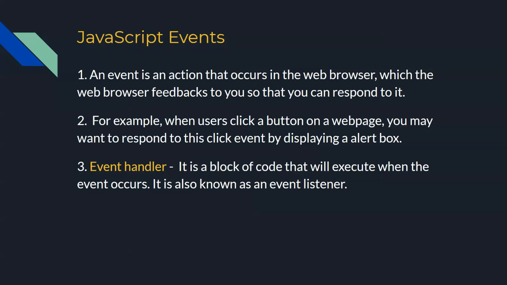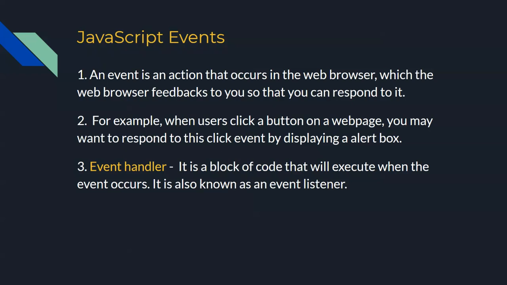And an event is an action that occur in the web browser, which the web browser feedbacks to you so that you can respond to it. For example, when a user click a button on a web page, you may want to respond to that click event by displaying an alert box. So event is some action that you are taking on your website, like when you on an e-commerce website you click on add to cart, some action is happening that the particular item that you want to buy it gets added to the cart, or on click of a button you just want to show an alert message, are you sure? Or in Facebook on click of login you are trying to log in to the Facebook.